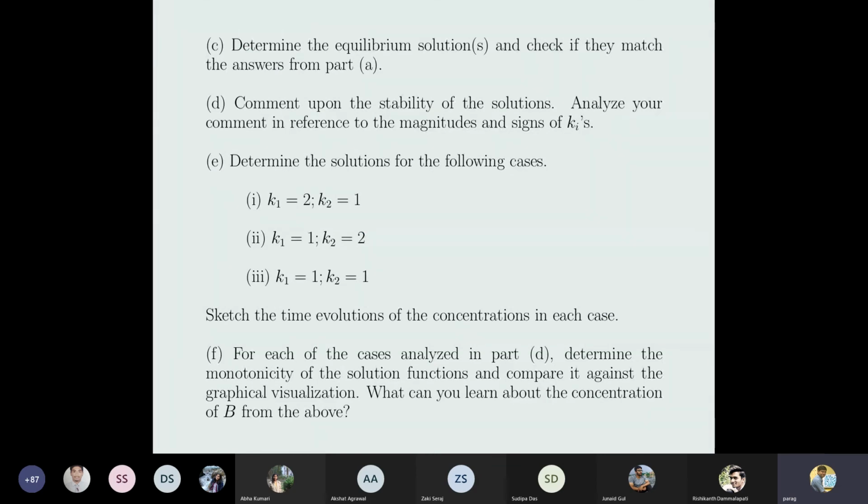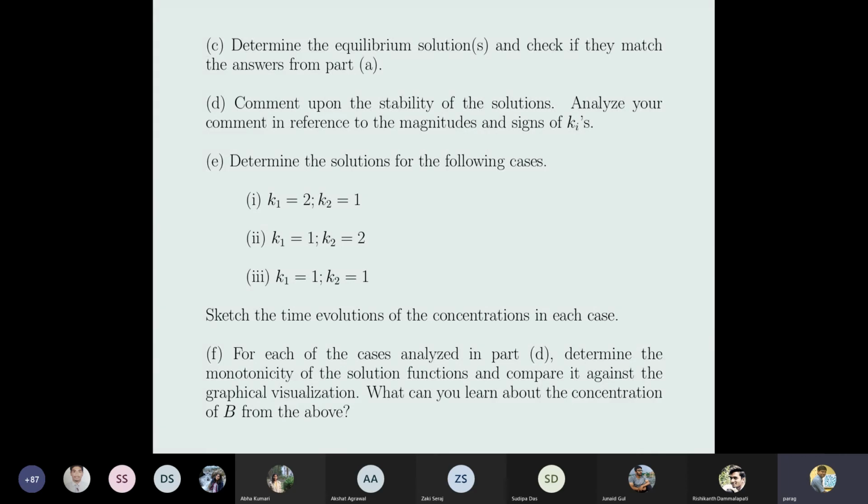Fine. So part D. Part E is something which you have to do. All of these questions of dynamics which we'll take up in this course cannot be solved in the class with an answer. You have to play around with parameters to see and appreciate how the dynamics changes and what the possibilities are. So you feed in the value of K1 as 2, K2 as 1, choose some initial concentrations and find out the differences. For each of the cases analyzed in part D, determine the monotonicity of the solutions and compare it against the graphical visualization.